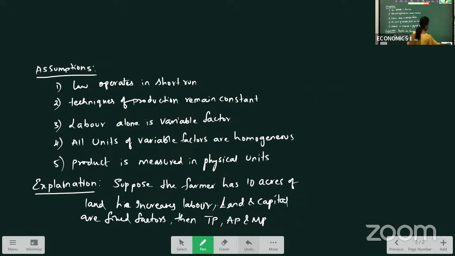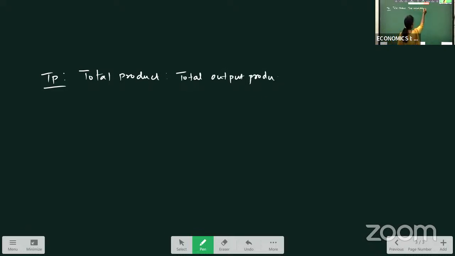Right. So what is TP? TP is the total product, which is the total output produced by all factors of production. So what is TP? TP is the total output produced by all the factors of production together.